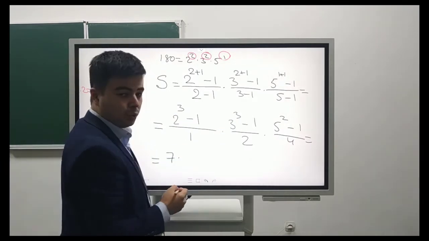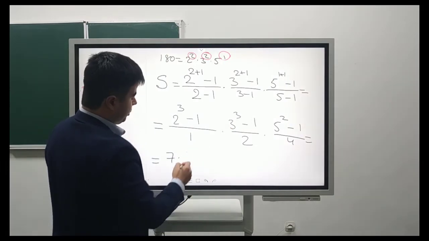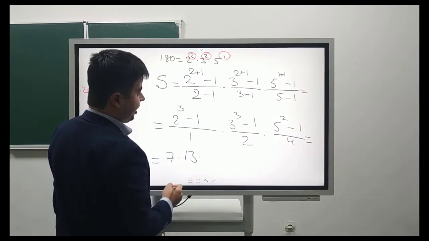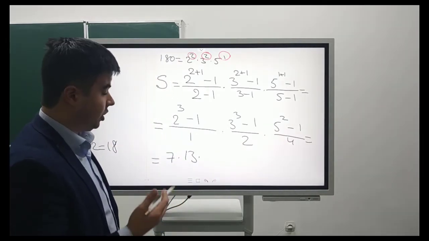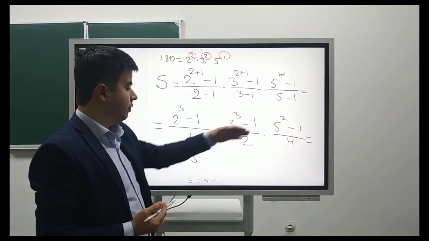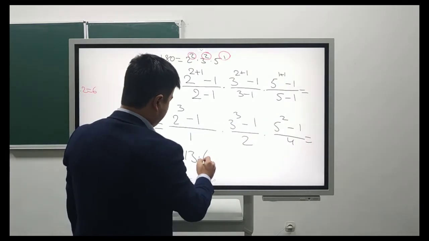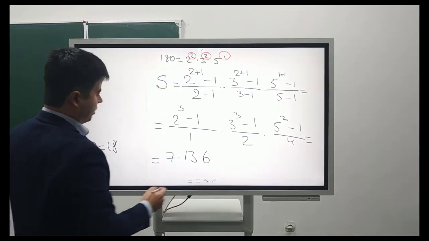3 cubed, it is 27. 27 minus 1, it is 26. 26 over 2, it is 13. Times 5 times 5, it is 25. 25 minus 1, it is 24. 24 over 4, it is 6. If you multiply all of them, we get the answer.